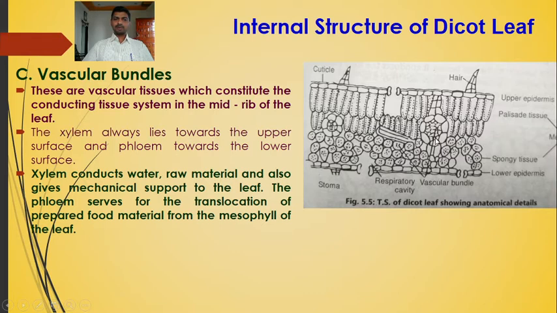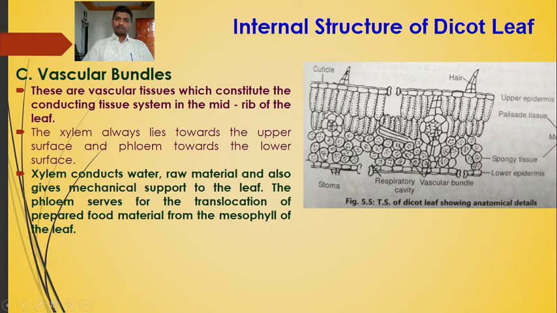Xylem conducts the water and raw material and also gives mechanical support to the leaf, while the phloem serves for the translocation of the prepared food material from the mesophyll of the leaf. Here the mesophyll tissue, both palisade and spongy tissue, is responsible for the process of photosynthesis by which the organic food material is synthesized in the leaf.